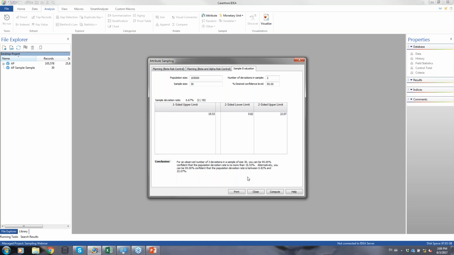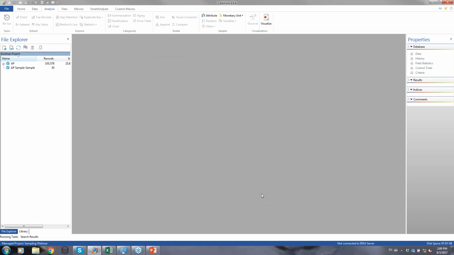we could see what the projection would be of the control deviation rate that we observed, the 6.67%, to the population. When we first may have concluded, oh, the rate is only about 6 to 7% in the population, in fact what we're finding is that the rate could be up to 22%, or maybe 19%. So we can't have as much confidence in such a sample because of the size of the sample.